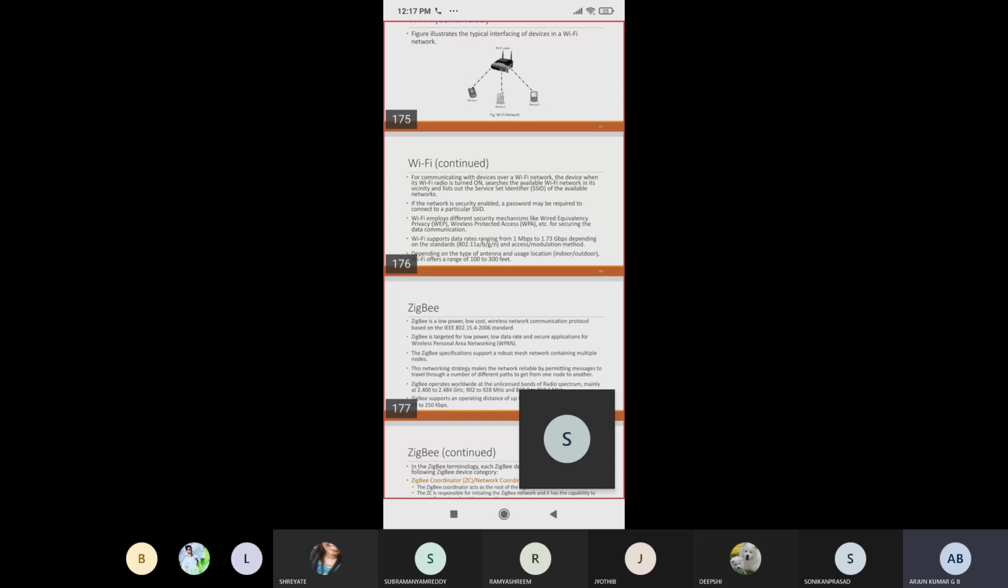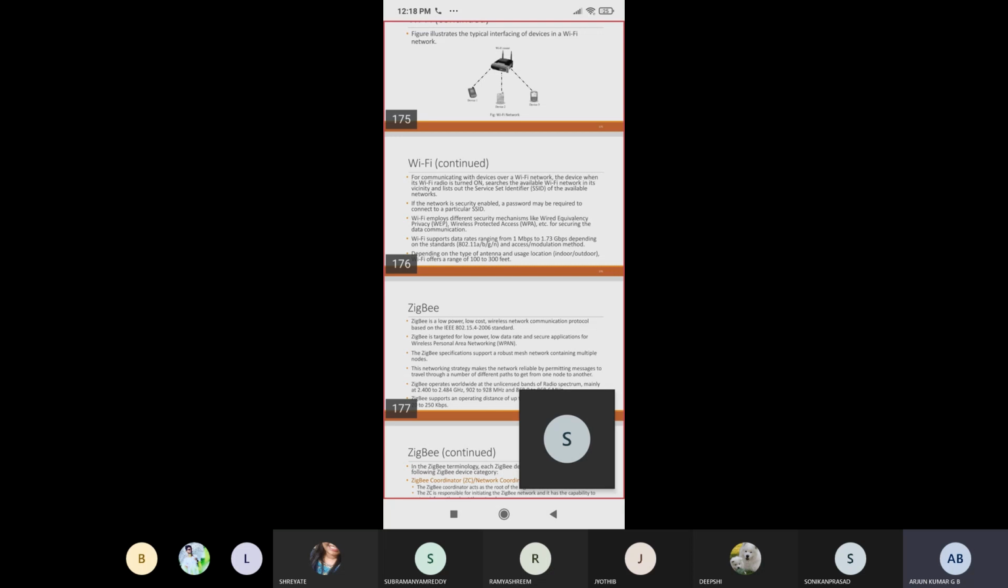Okay, if you want to make a connection over Wi-Fi, it's very easy. You already know about these Wi-Fi connections. Turn on your Wi-Fi and then search for the available networks in the particular region only. If network security is enabled, a password may be required to connect to the particular SSID. Okay, that is the service set identifier. They will identify the service set identifier.